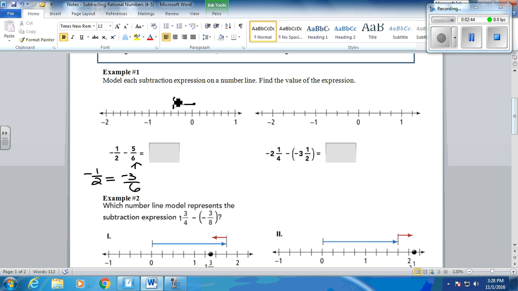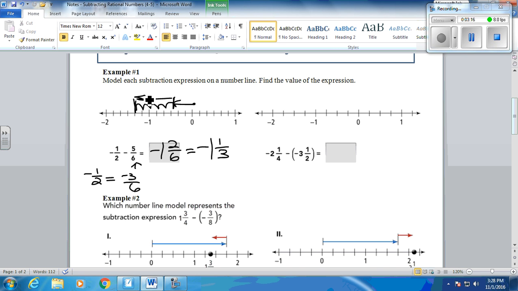Then I am going to be subtracting 5/6. So I'm going to continue moving towards the left, and I'm going to be moving 5/6. So I'm going to be moving 5 spaces: 1, 2, 3, 4, 5, which has me end right here at negative 1 and 2/6. Negative 1 and 2/6, which reduces down to negative 1 and 1/3.